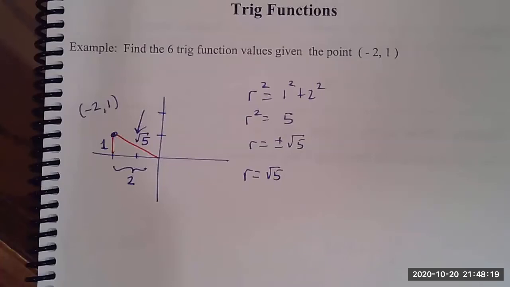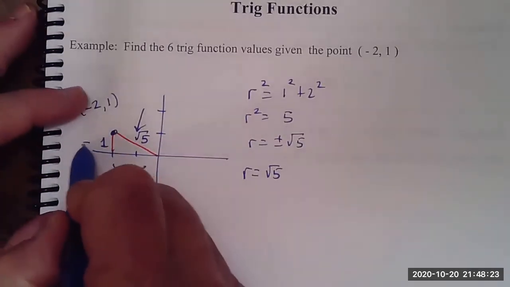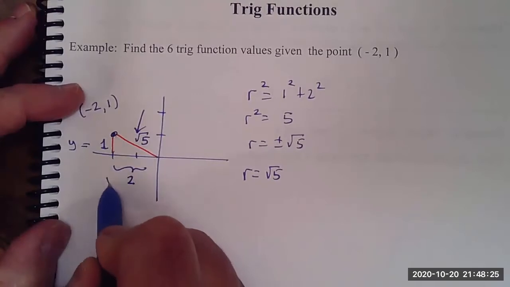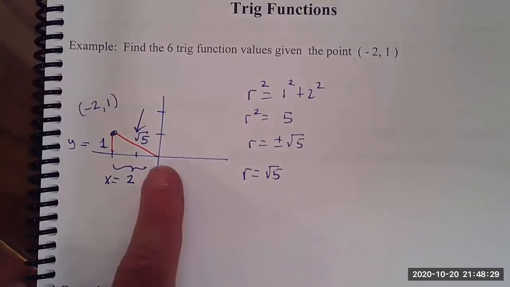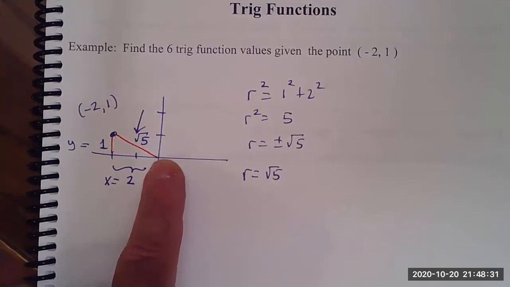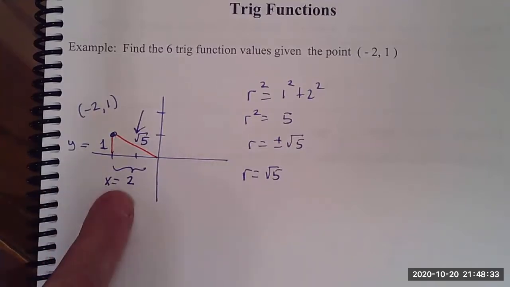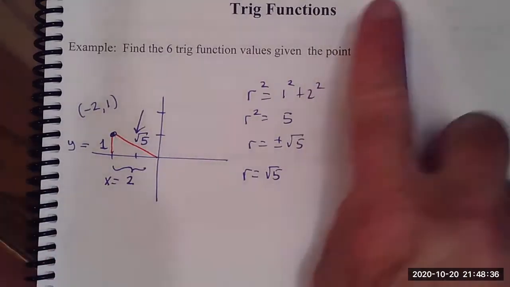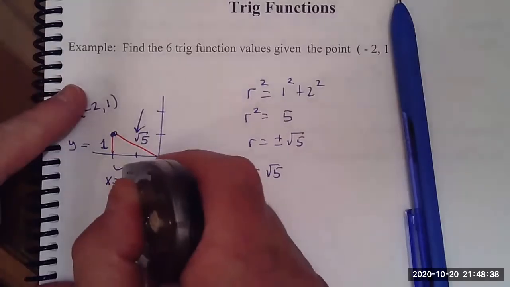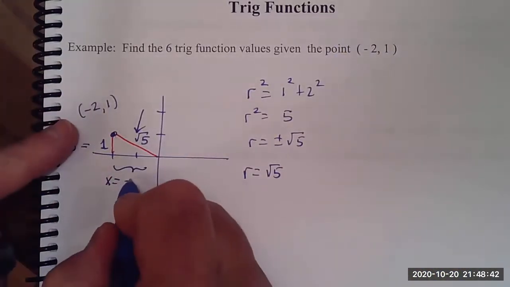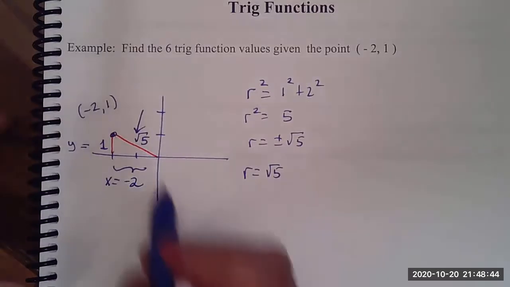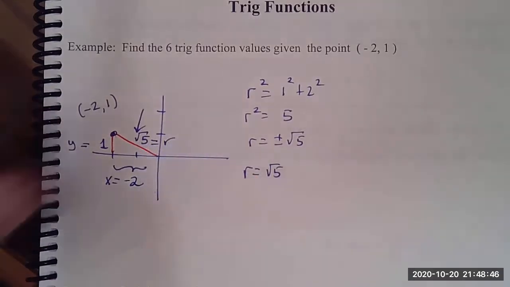And now, if I want to find the 6 trig functions at that point, this is your y, this is your x. And by the way, when I look at that x, look at it from the origin's perspective. This is actually -2. That's the way I'm going to teach you right here. Even though this distance is 2, it's really -2 that's over on this side. So let's make that -2. And this is your R right here.